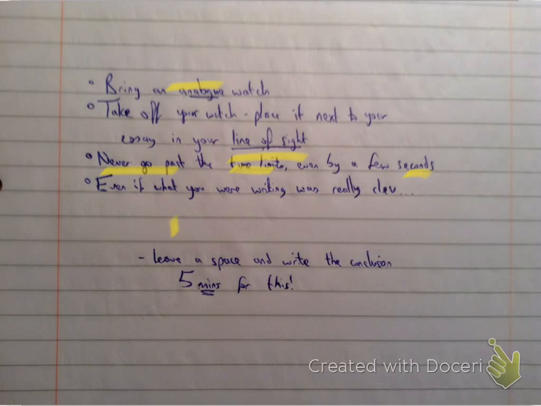And lastly, in the 45 marker, even if what you're writing was really, really clever, just leave a space. If you're out of time, leave a gap, write the conclusion. You need a full 5 minutes for the conclusion, and if there's time you can always go back and fill in something here. The examiners won't mind at all. If there's not time, just leave the gap. It's not a problem at all.